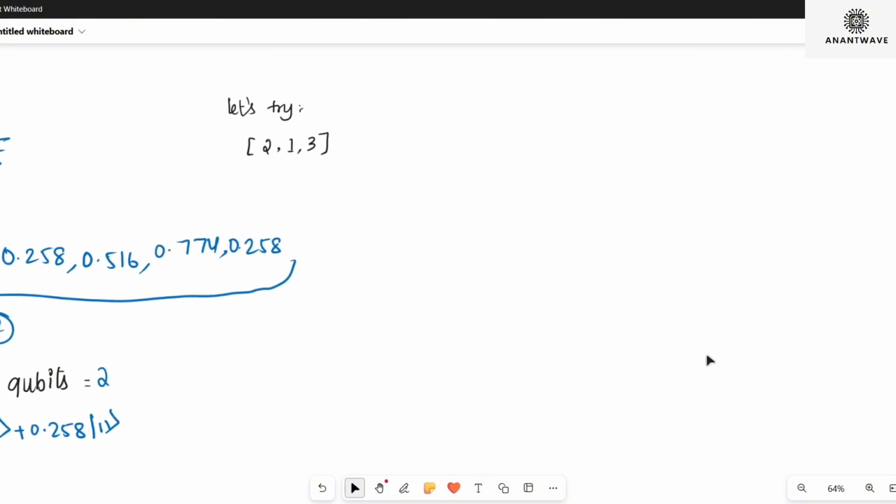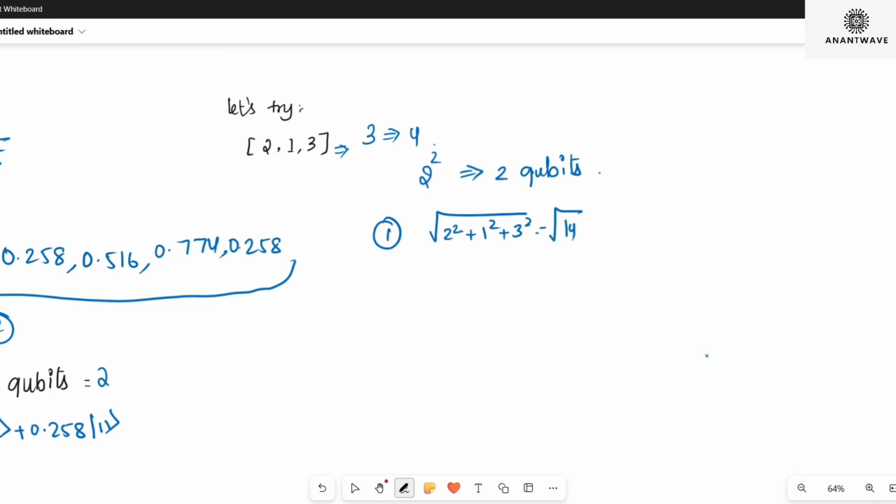Here we have only 3 data values. So we need to take the nearest power of 2. Here we have 3, so what is the nearest power of 2 which is greater than 3? That is 4. So here also we'll need 2 power 2, that is 2 qubits. First step, normalization. Root of 2 square plus 1 square plus 3 square will be root 14. And after calculating the amplitudes, there will be 2 by root 14, 1 by root 14, 3 by root 14.